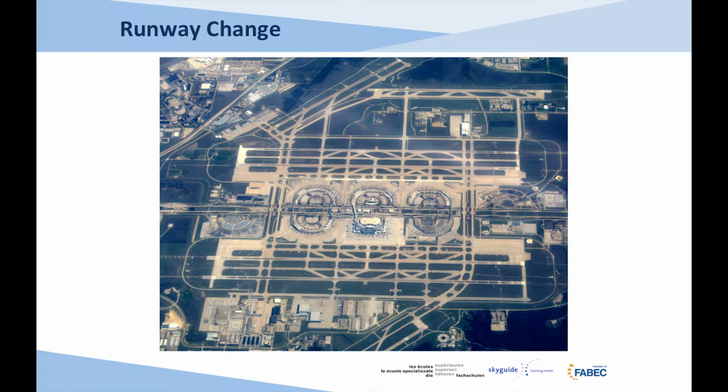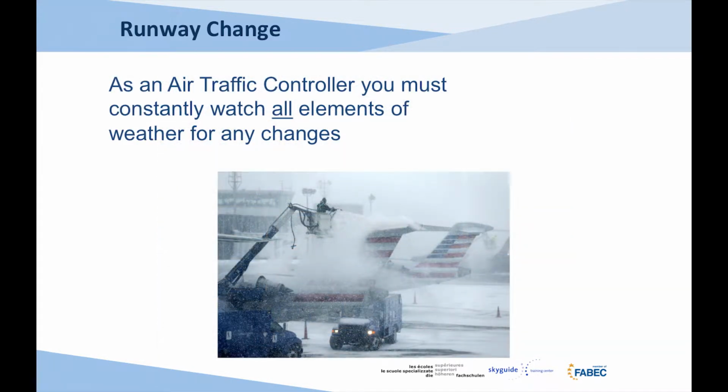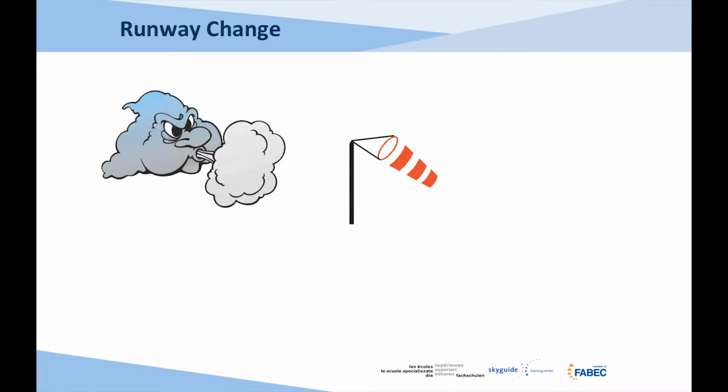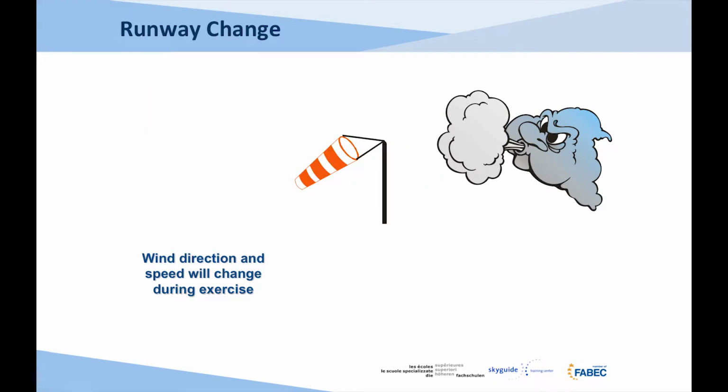As already mentioned, the topic we're talking about is runway change. During your training so far, you have learned that it is your job as air traffic controller to constantly watch all elements of weather for any changes. You can probably imagine which element has the most significant effect on your selection of the runway in use. From now on, the wind direction and speed will change during the simulation exercises. It is your job to monitor the wind indication display, notice the changing wind in time, and act accordingly, meaning changing the runway when necessary. Let's now have a look what this exactly means.